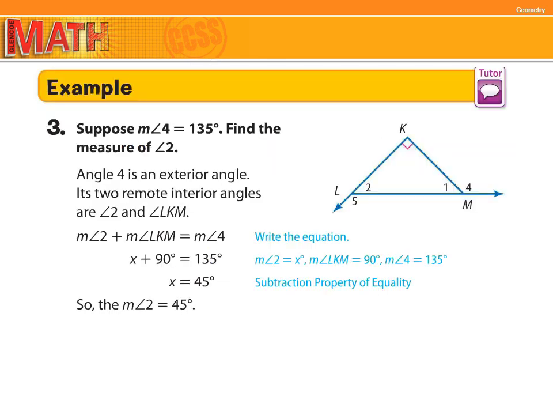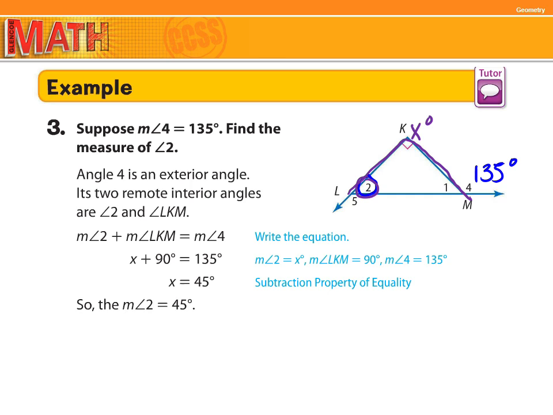Our third example says, suppose the measurement of angle 4 is equal to 135 degrees. Let's put that in there. Find the measurement of angle 2. So we're looking for this measurement there. Angle 4 is an exterior angle, and if it's an exterior angle, it's going to have two remote angles. It's going to have 2 as a remote angle, and this angle over here, L, K, M, as a remote angle also. We'll just call that X.